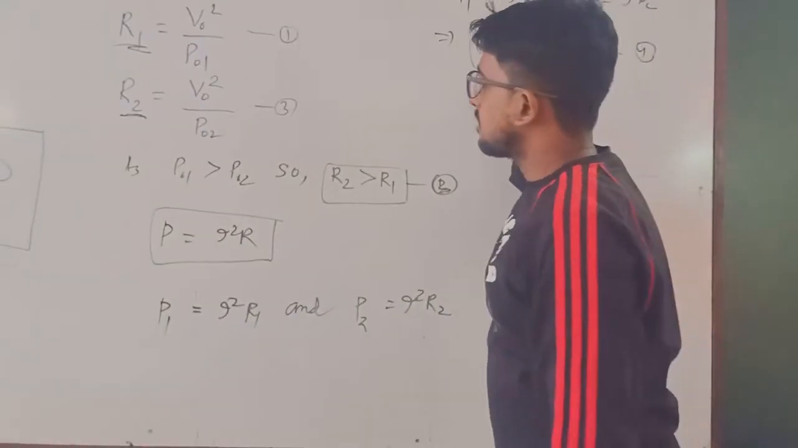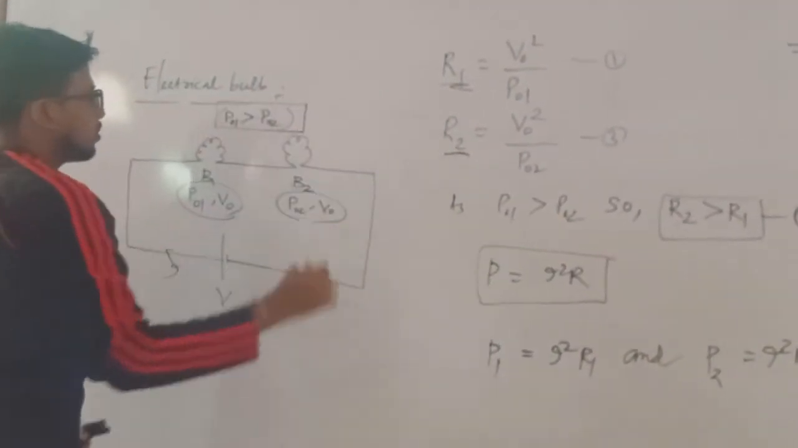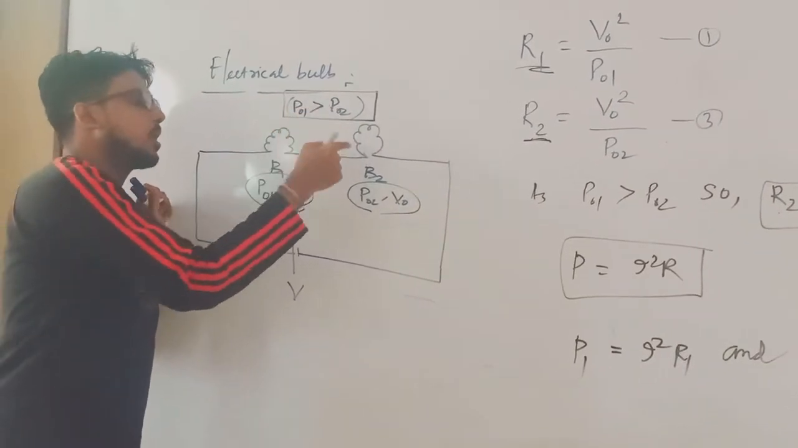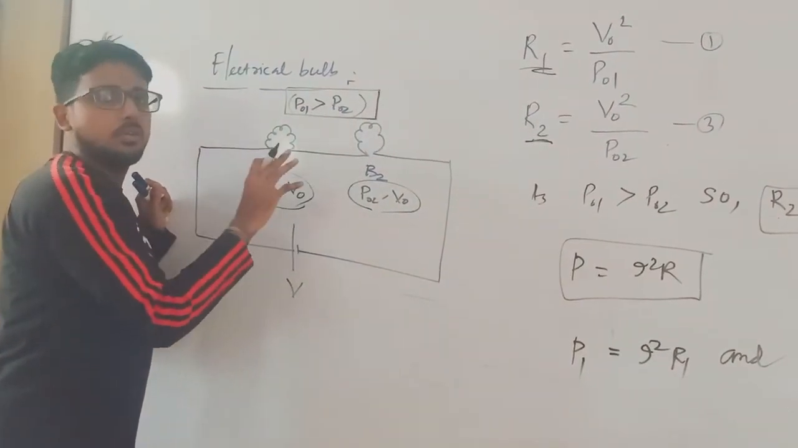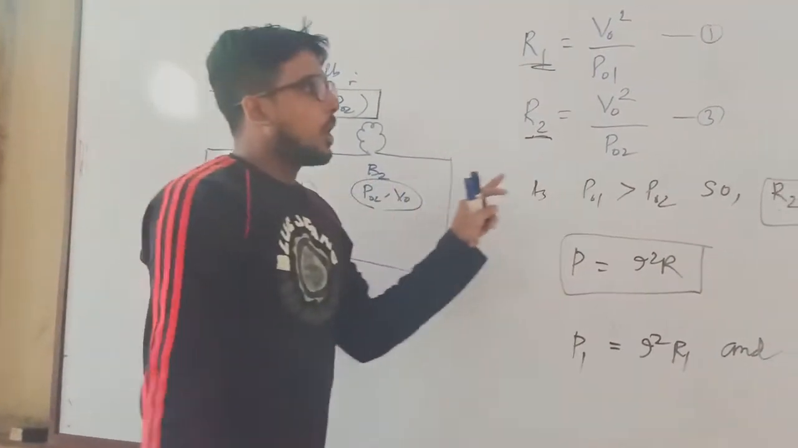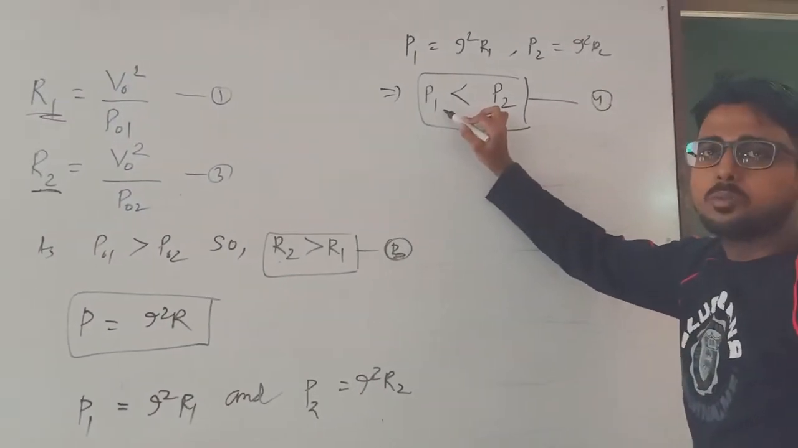So from this relation, the given relation is what? P01 is greater than P02. That means the power rating of ball 1 is more than the power rating of ball 2 according to the manufacturer. But when we connected both in series, the power consumption by ball 2 is more than the power consumption by ball 1.